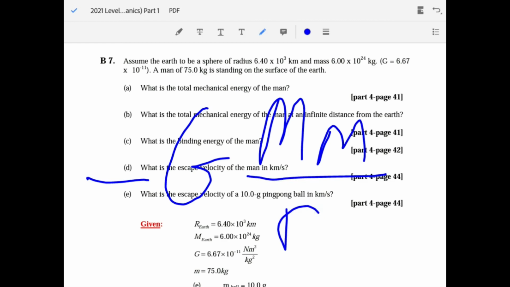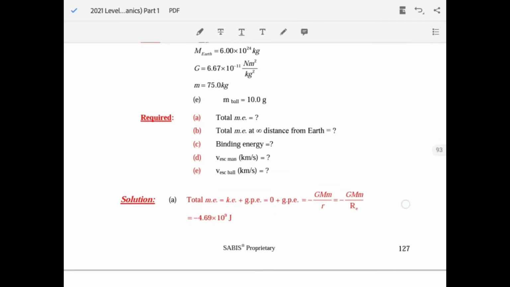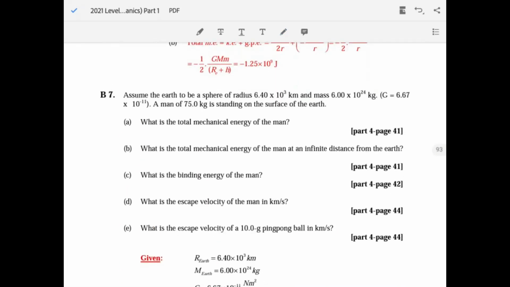So this is just the general formula for any potential energy. G is a constant, capital M is the mass of the Earth, small m is the mass of the man, and r is the distance between the center and the man. Let's check it. Yes, it's there. Now, what's the total mechanical energy at an infinite distance?